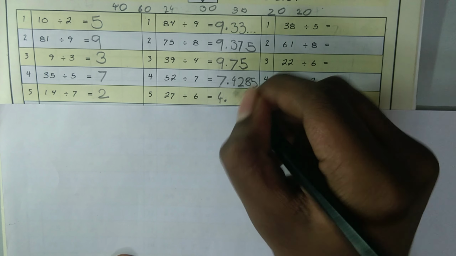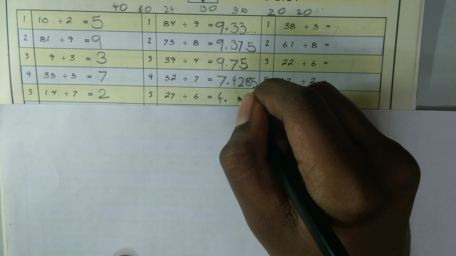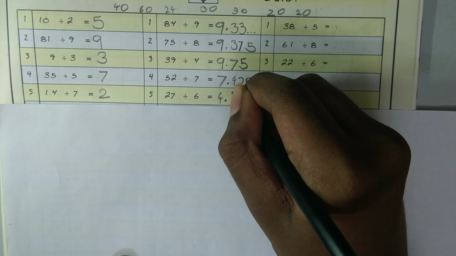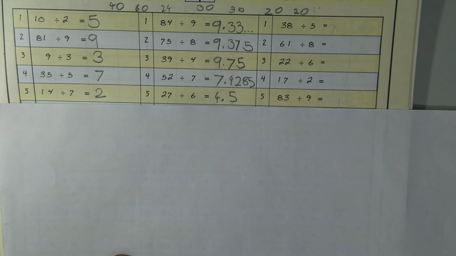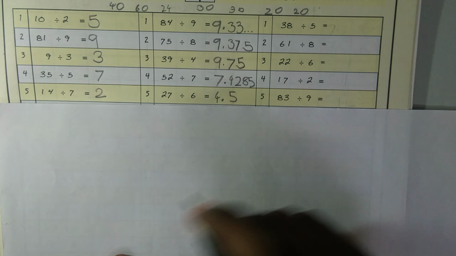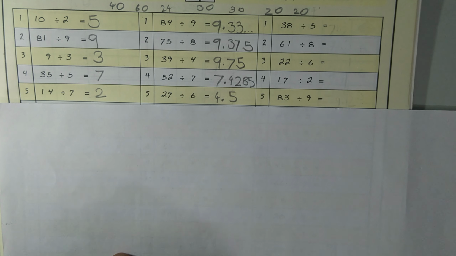6 into what is 30? Or what is closest to 30? 6 into 5 is 30. We got an accurate answer. So it's 4.5. Now let's go for the next problem.